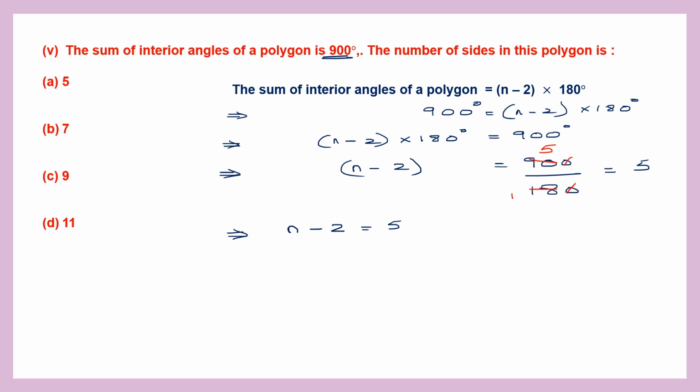So n minus 2 is 5. Now to find the value of n, I will say 5 plus 2, because again, I'm transposing this minus 2 to the other side. It has become plus 2. So now I have found the value of n. n is 7. And what does n stand for? n stands for the number of sides. So how many sides are there for this polygon? There are 7 sides, and our option is option B, 7.